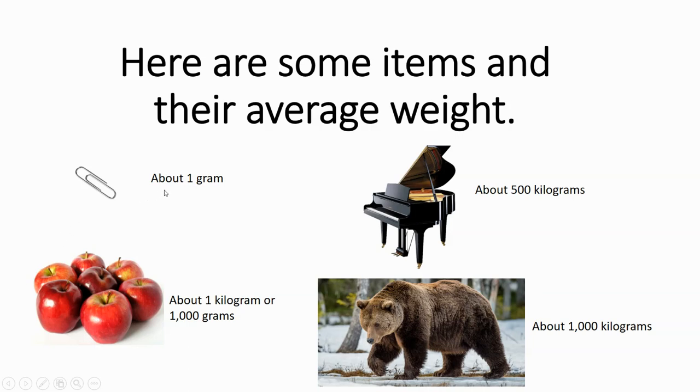Again, the paper clip is about a gram. If you think about a bag of apples, you can think of about a bag of apples being about 1 kilogram or 1,000 grams. Okay, a piano, that's about 500 kilograms. It's a lot heavier, isn't it? It's a bigger object. And then think about the size of a grizzly bear. A grizzly bear would be about 1,000 kilograms. So that's definitely the heaviest out of the four.